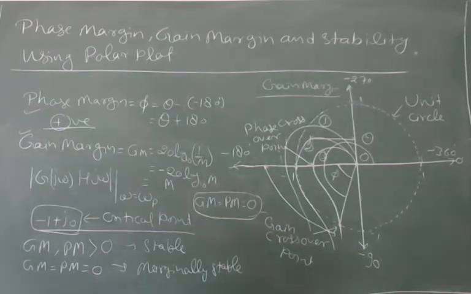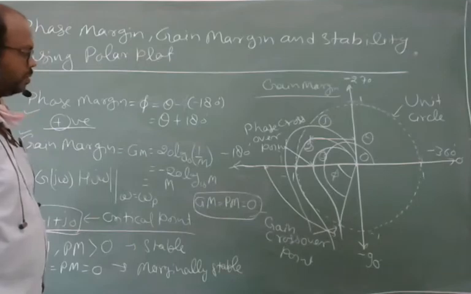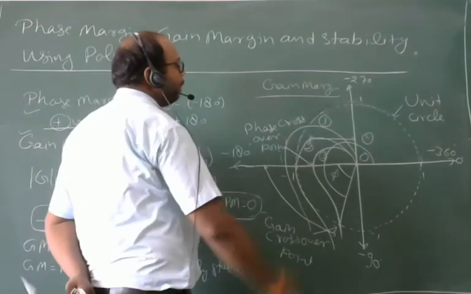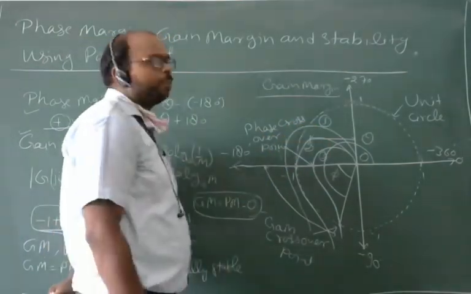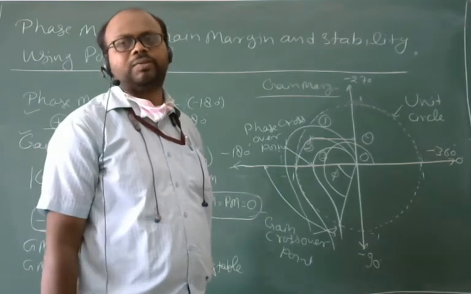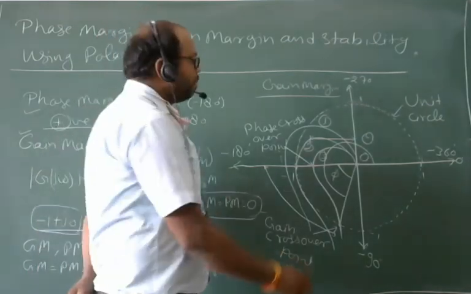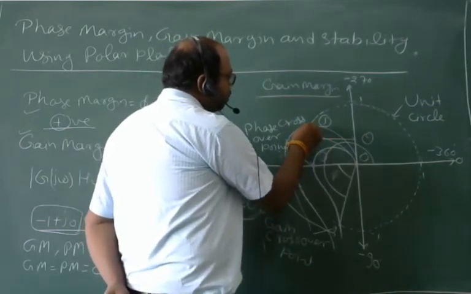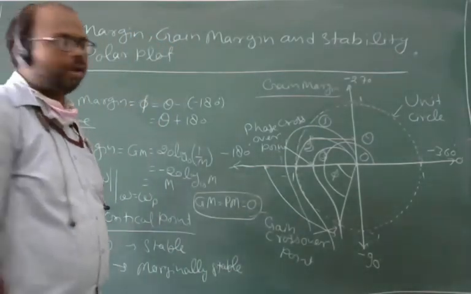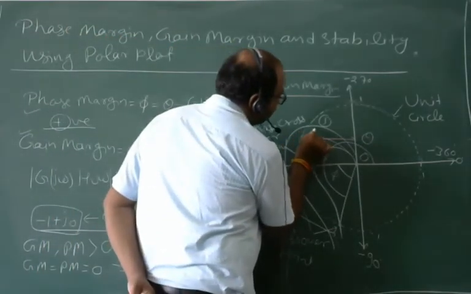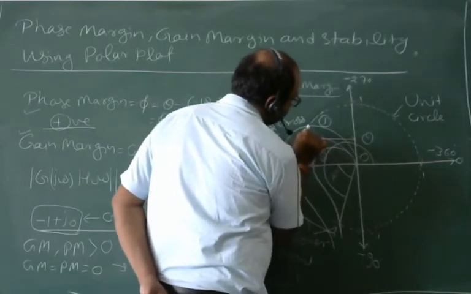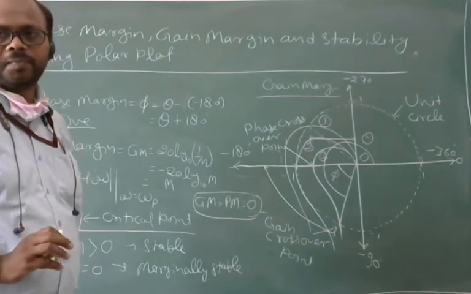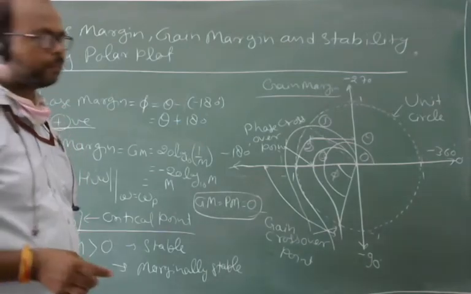Now, the third case, just a minute. First case we considered this one. Here, what is the value of gain margin and phase margin? Since this polar plot crosses this unit circle here, from here we will draw a vector. Now, what will be the angle? What will be the phase margin?